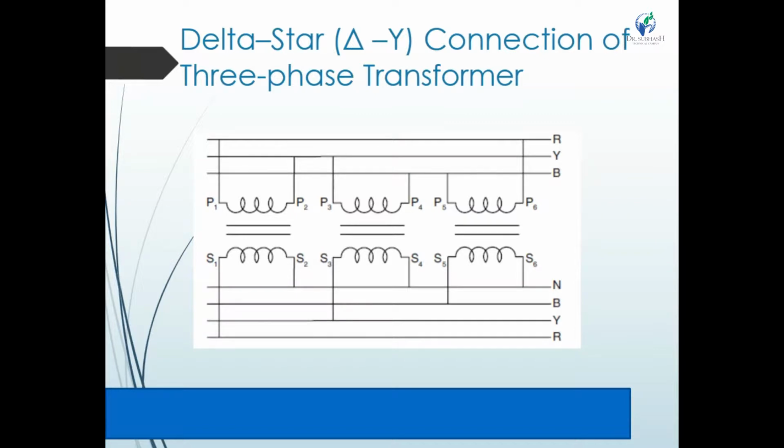The main application is basically in distribution transformers because the star point is available on the secondary side, which is used to distribute the load to the various consumers.